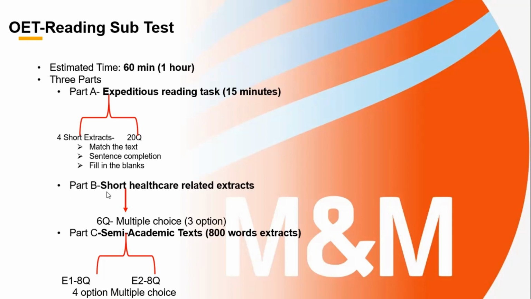Then we have part B. In part B, there will be short health related extracts. There are 6 multiple choice questions and there are 3 options with each question. So 6 different extracts. Part C is research oriented or academia related text. Length may vary from 700 to 800 words. There are 2 different extracts from the healthcare side, extract 1 and extract 2, and the nature of the questions will be multiple choice with 4 options.